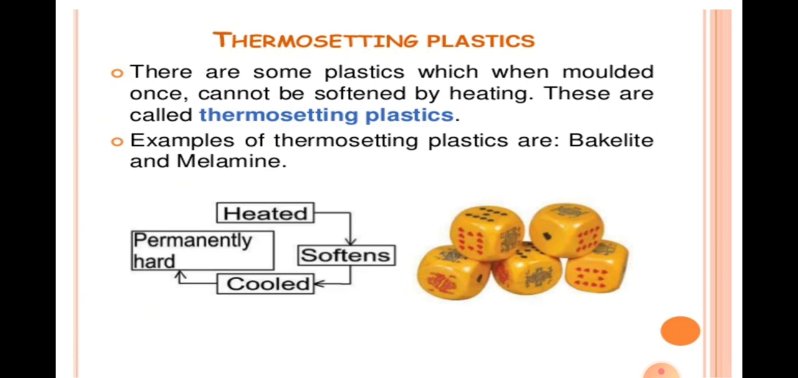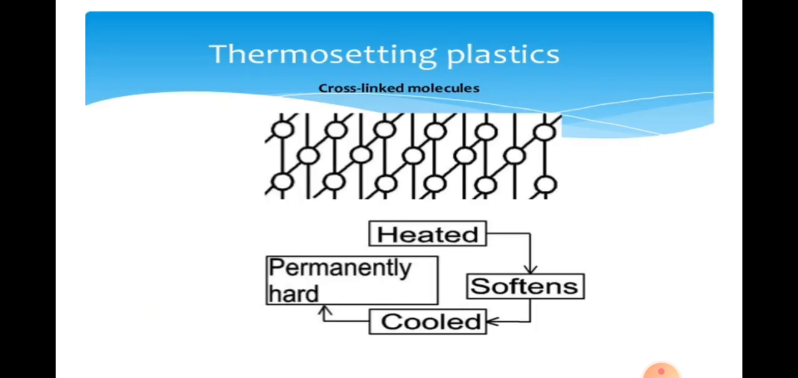Set is there in the name of the thermosetting plastic. That means once it is set, it does not become soft on heating. Some examples of thermosetting plastics are Bakelite and Melamine. The thermosetting plastics are not at all flexible. They are very hard and rigid. Once it is heated, it becomes soft, and when it is cooled, it becomes permanently hard.